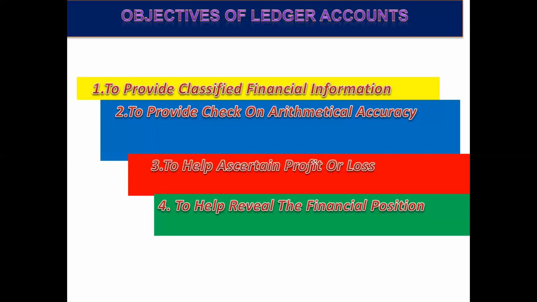The last one is that it helps to reveal the financial position. Based on this, you can identify whether you are moving in profit or in loss. Based on that, you identify your financial position in the market, and based on this position, you can take remedial measures, solve your problems, and improve your profits through the implementation of many techniques. So that is also one more objective. To identify your financial position, to identify whether your company is moving in profit or loss, to identify the accuracy of your organization's transactions, and to classify all the financial transactions of the company. These are the objectives of the ledger accounts.